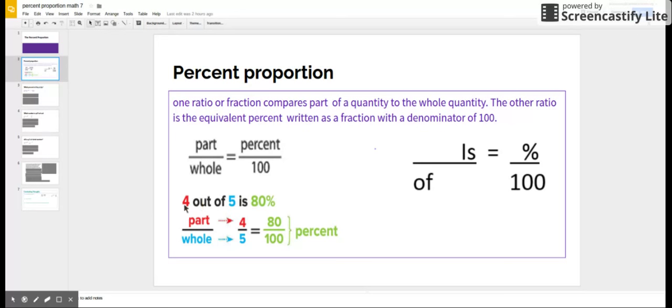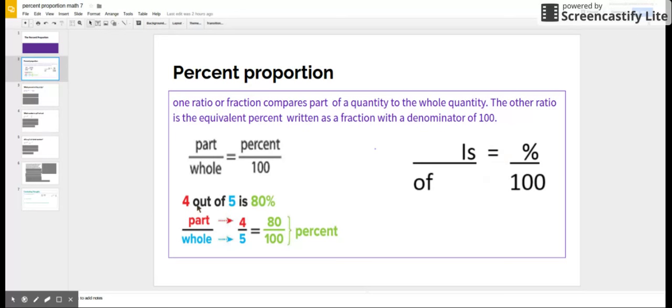So for example, if you had 4 out of 5 is 80%, the part would be 4, the whole would be 5. So 4 out of 5 is 80%. So 80% written as a fraction is 80 over 100. Now you can think of it like this, or the way that I would rather think of it is: is over of equals percent over 100.